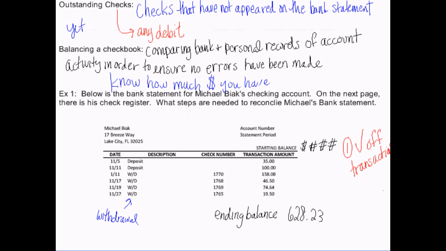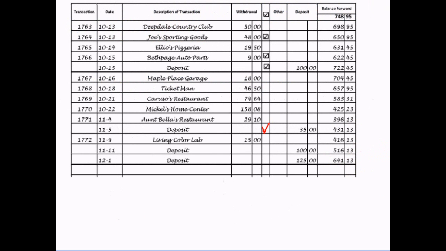Then the next thing I have is another deposit for $100. There's a deposit for $100 up here that was already checked off. We have another deposit for $100 here that's not checked off yet. This is the one we want to do. This one was from the last statement. So we check that off.